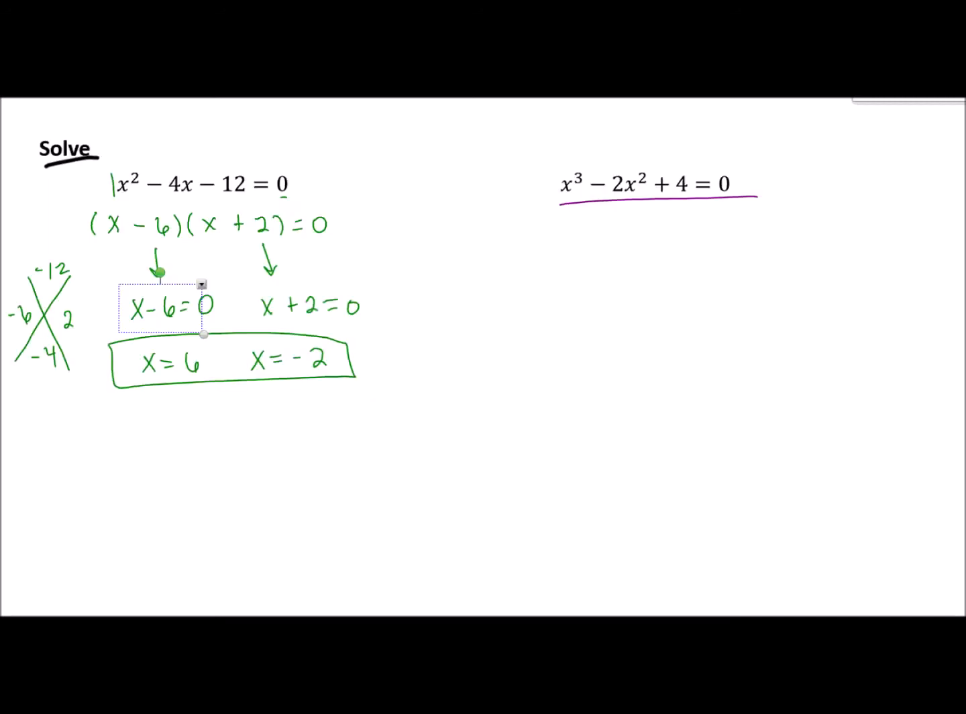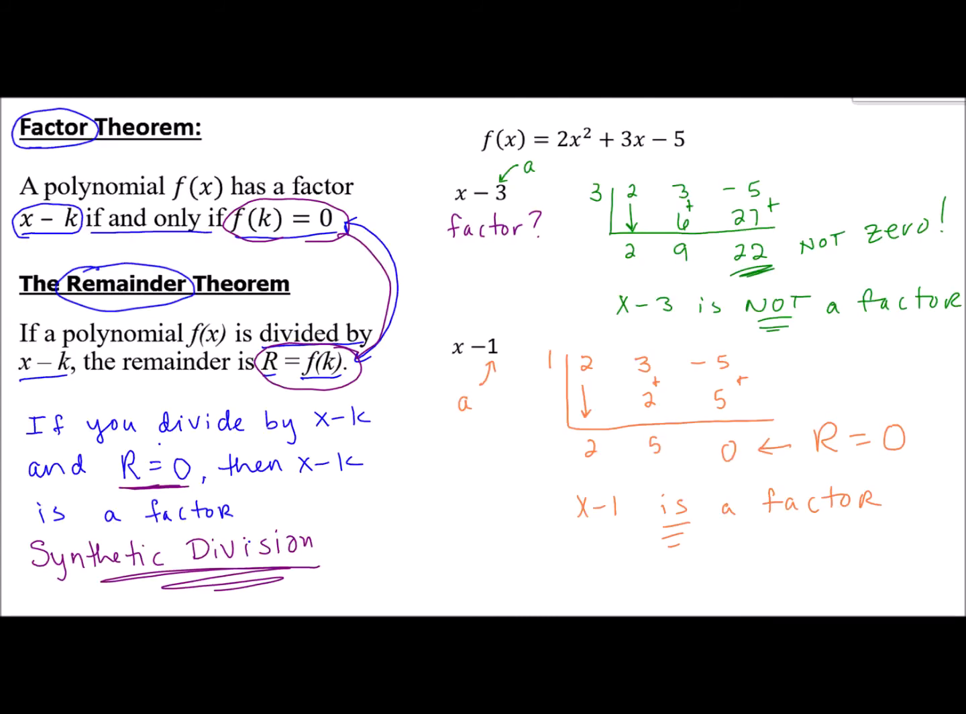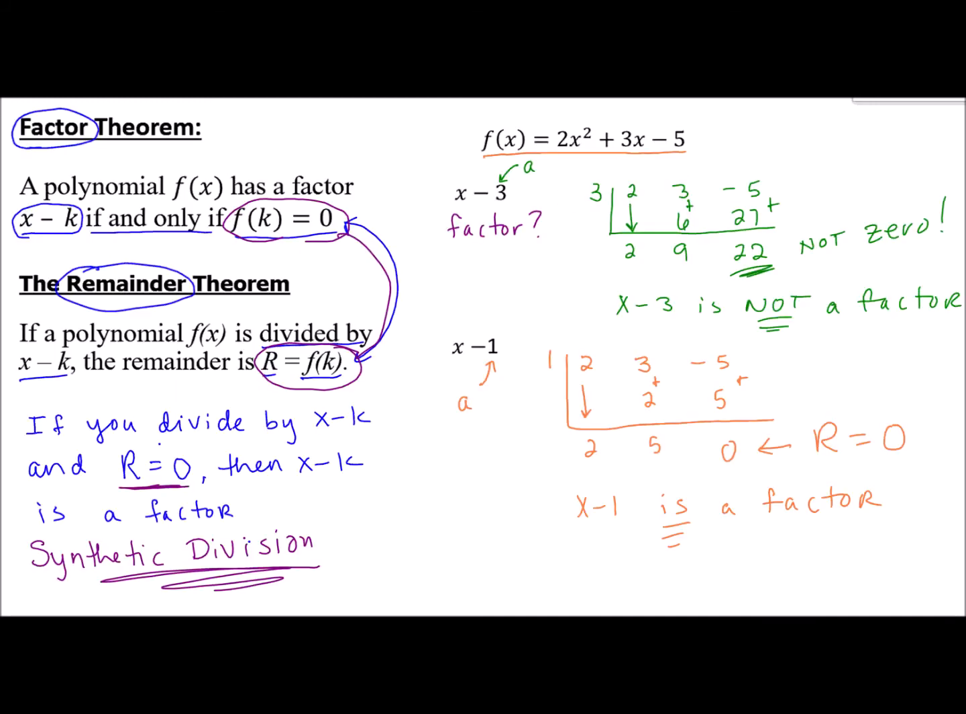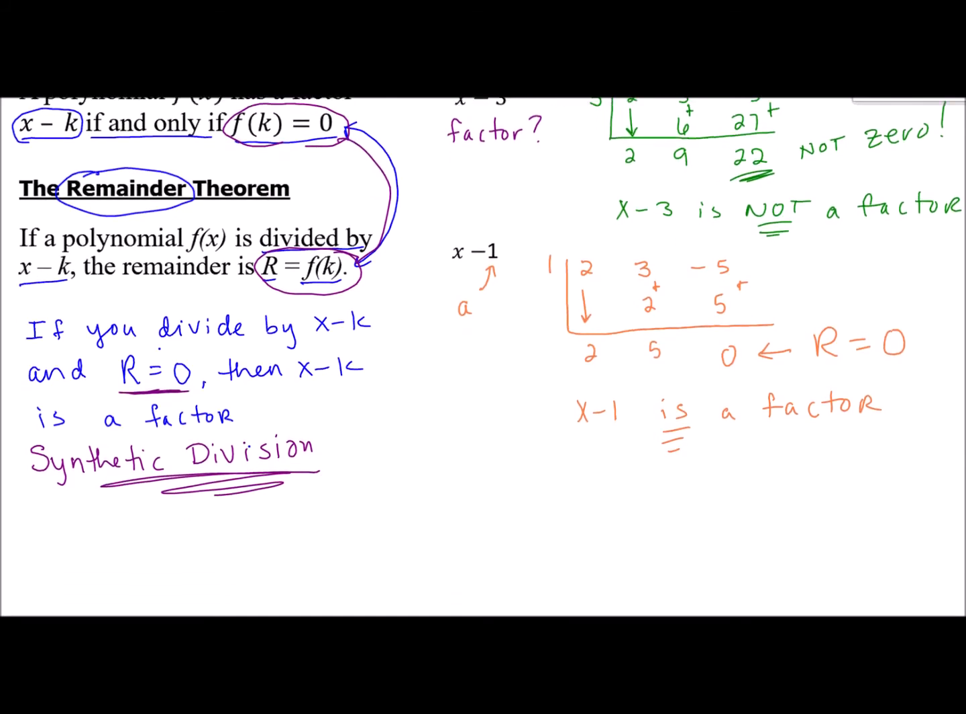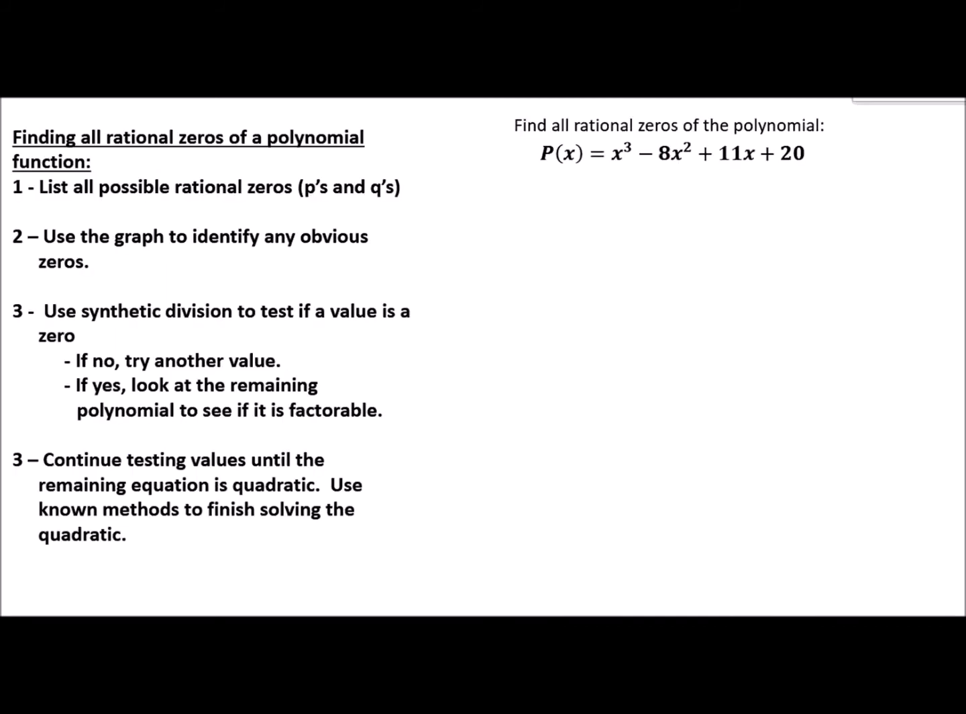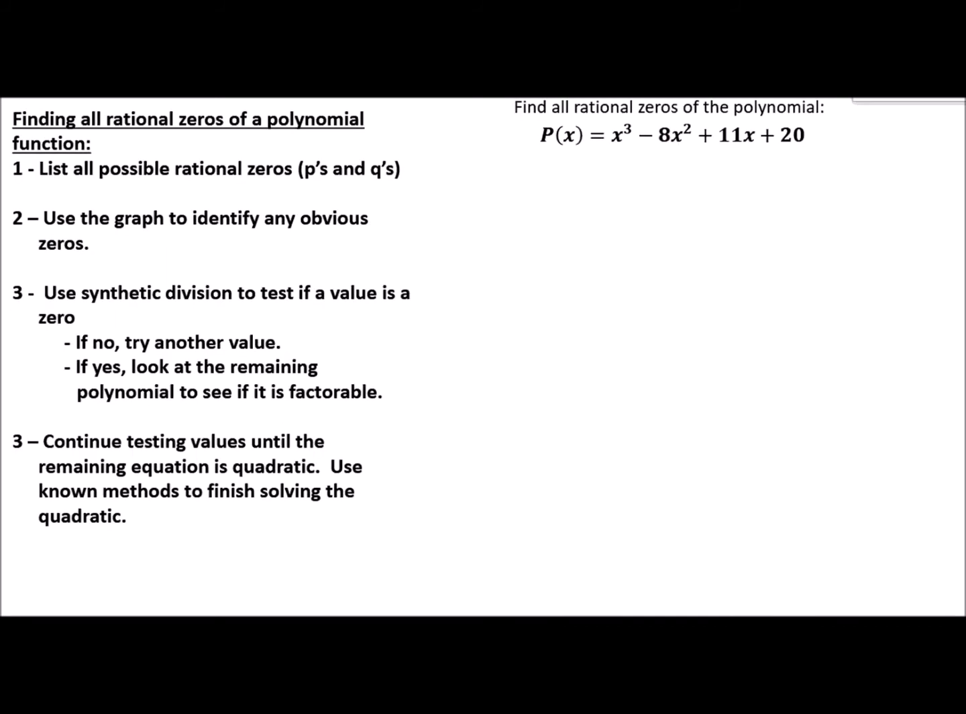So back here when we were solving and we found all the factors, to finish solving, we set each one equal to 0 and finish solving to figure out what x was. So if we can take any polynomial, including ones like this, and factor it out, then we can easily solve it. So we're going to use that and this stuff to find all rational zeros of a polynomial function.